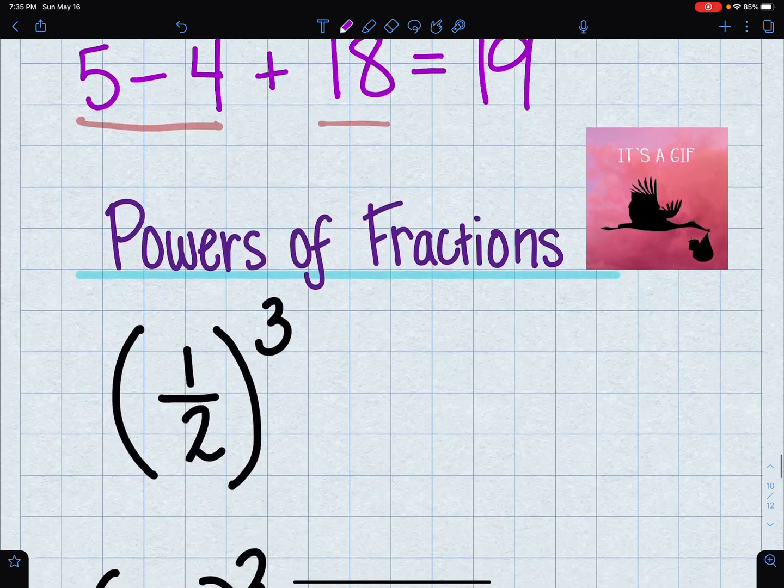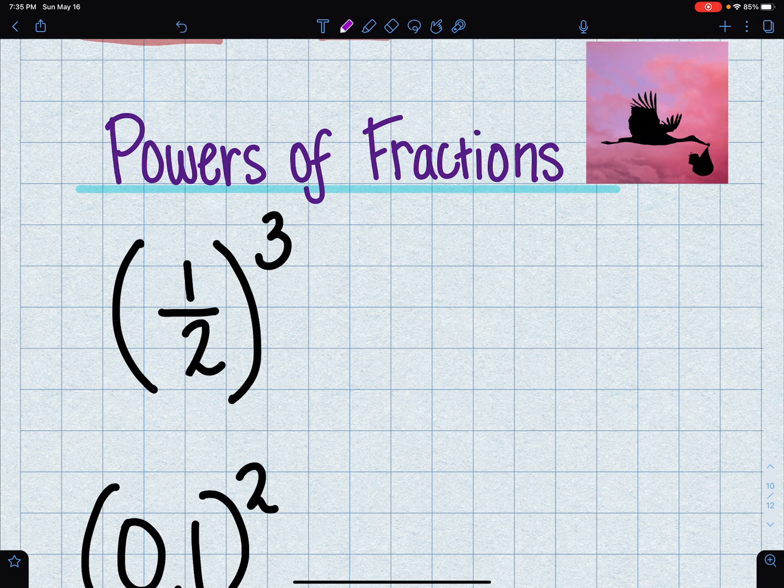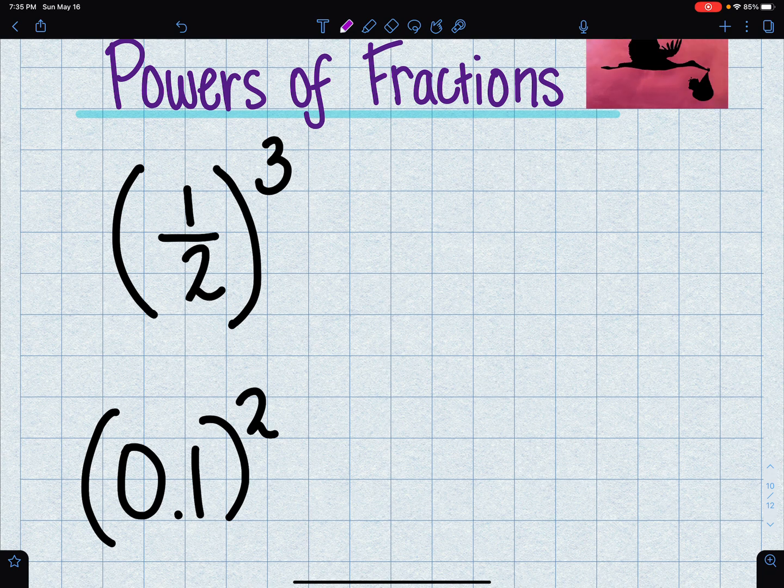One last thing, powers of fractions. And here's a little stork, because that's where babies come, of course. Powers of fractions. So you can use exponents with fractions. Cool, huh? You can even use it with decimals. Of course, a fraction is similar to a decimal, right? With fractions, it's really useful to put parentheses around the fraction. That way you know that this exponent applies to the whole fraction. It doesn't just apply to the numerator or to the denominator.